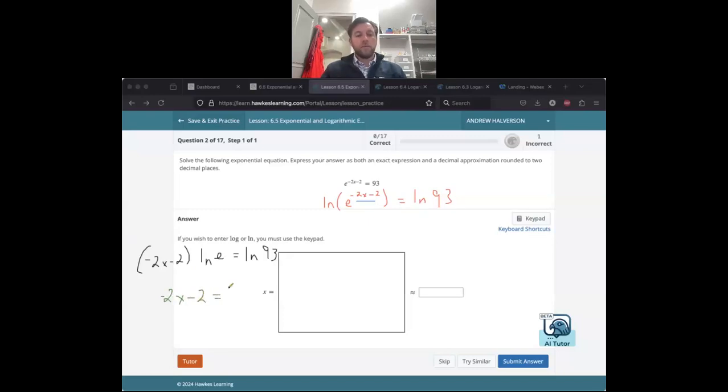Now leaving the ln of 93, so go ahead and do that on your calculator. So 93 natural log gives me 4.54. Oh, I'm sorry, 4.53. Add 2. And then divide by -2. So it gives me x equals -3.27. That's the answer. But it's the same process.